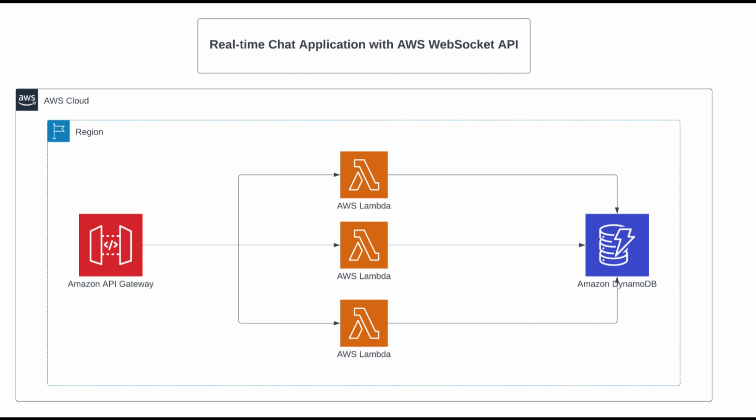Hello, welcome back. In today's video, we will discuss WebSocket APIs. WebSocket APIs support two-way connections. That is, both the users and the backend can send messages back and forth once connected. So it is used in real-time applications like chats, broadcast messages, or real-time dashboards.